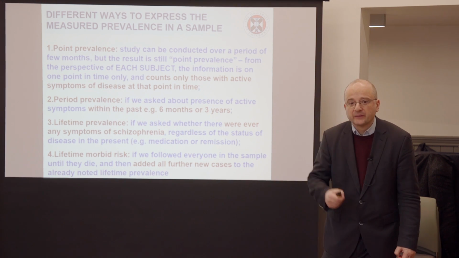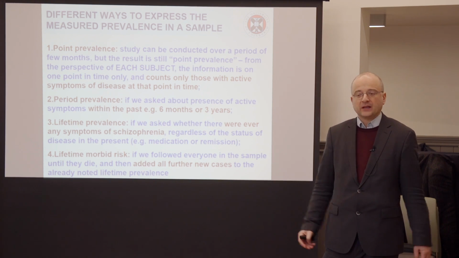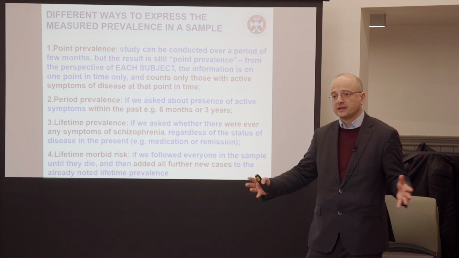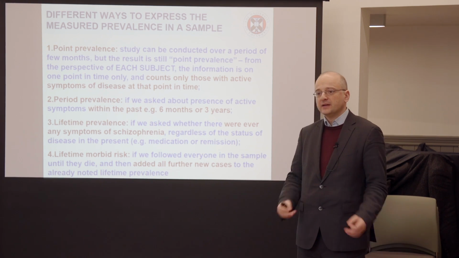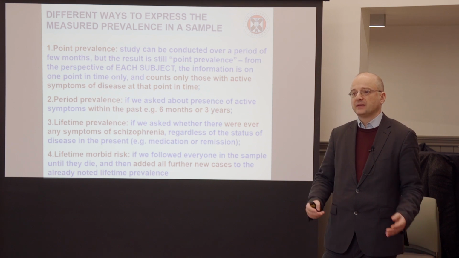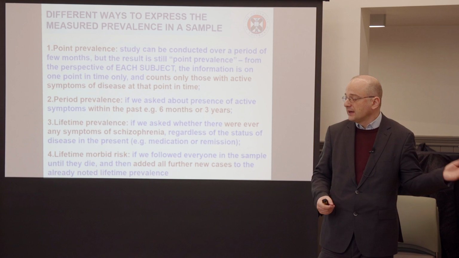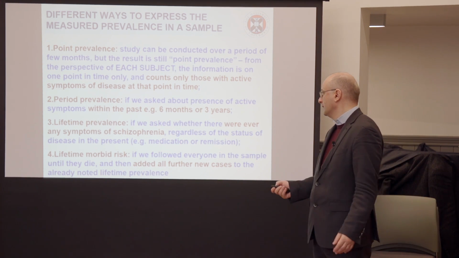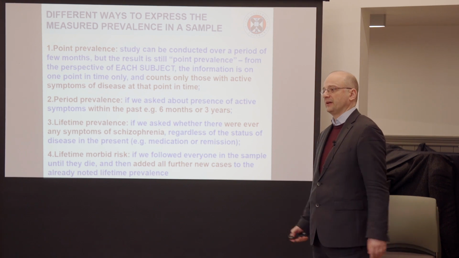And then there is third thing, which is a lifetime prevalence. So lifetime prevalence is very interesting because you are interested whether ever in life people had schizophrenia, and that's a very useful information for you. So maybe they don't have it for the last 10 years, but they may have had it 10 years ago, right? So regardless of the status of the disease at present, that is the lifetime prevalence.